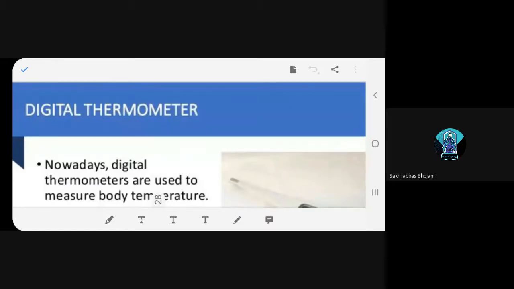Not a single person can say, beta. Tell me the name of the thermometer that we did. Laboratory thermometer. That was not the first one. That was the second one. Which is the first one?